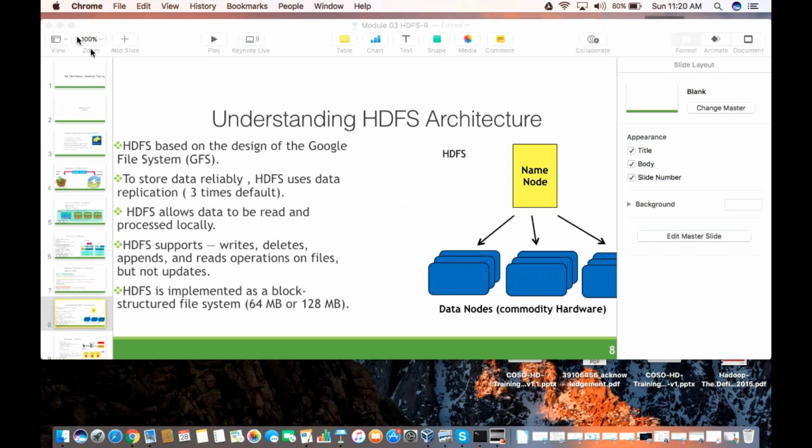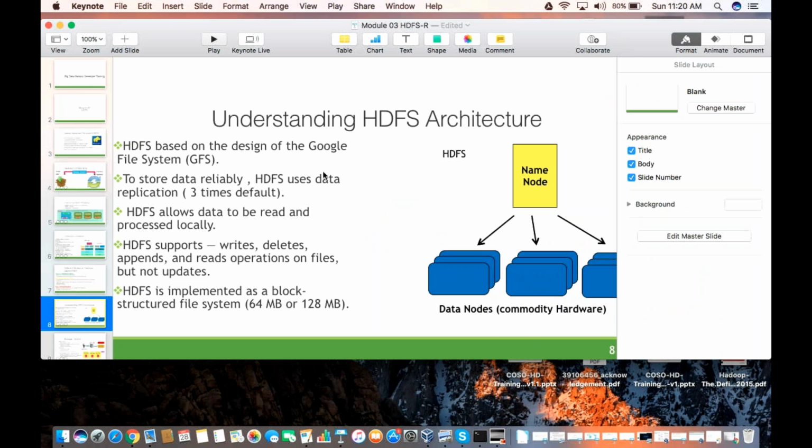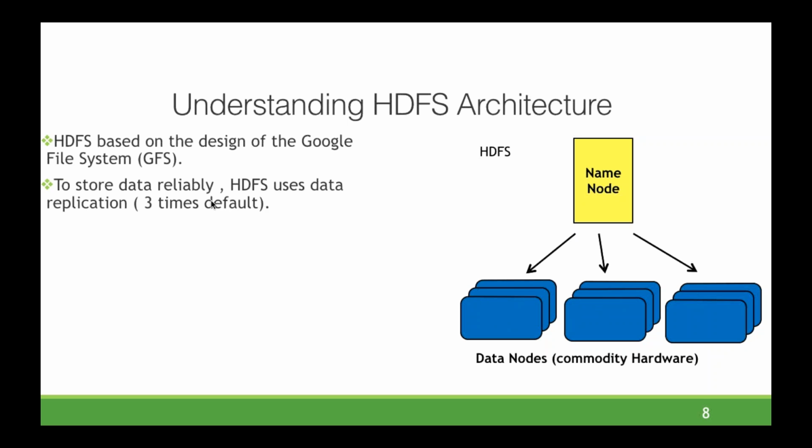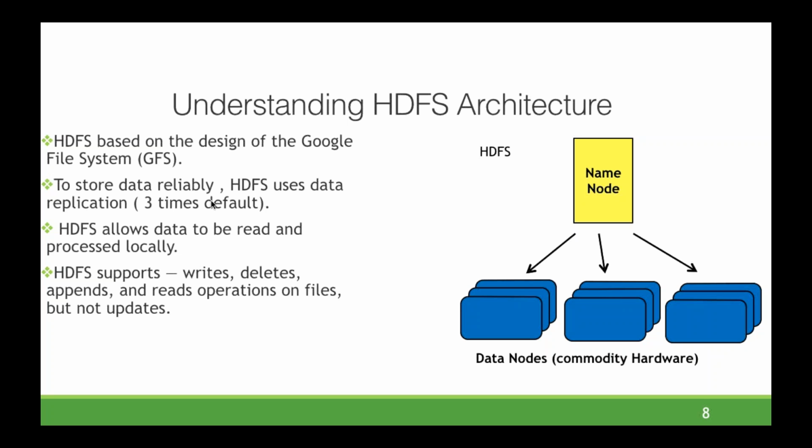What HDFS does is that it replicates the data. When a file is divided into blocks, one block will be replicated at 3 nodes. So if one fails, it is still present on the other 2 nodes. To store data reliably, HDFS uses data replication, which is 3 by default. You can actually change the replication factor in the XML file as well. We will see how HDFS supports read operations of the file, but no updates will be there.